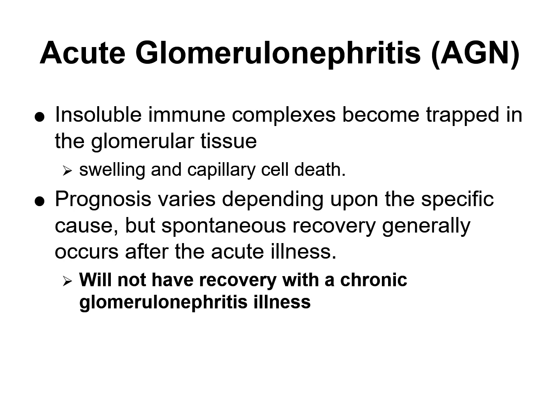So what's going on to cause all this? These immune complexes become trapped in that glomerular tissue, and it causes the glomeruli to swell, and then you have capillary cell death. So you see why you get those red blood cells in the urine.